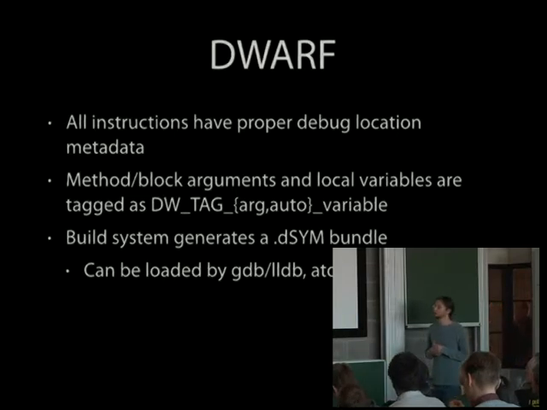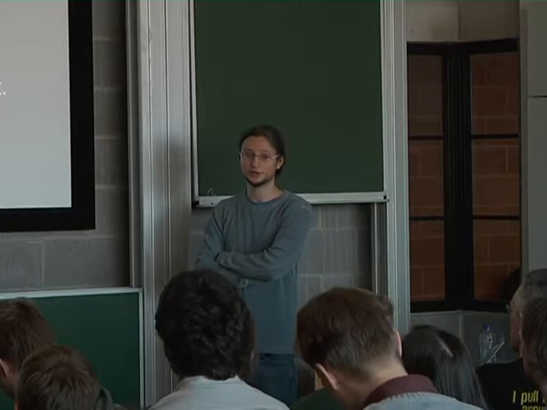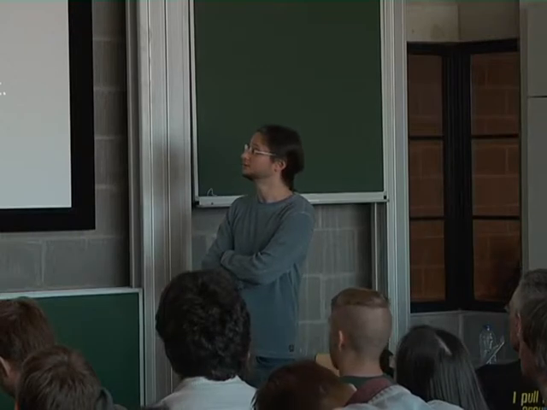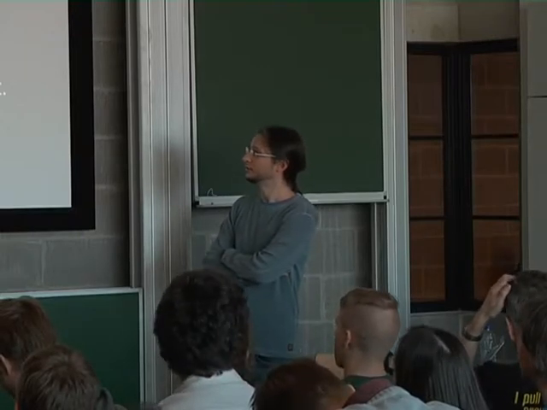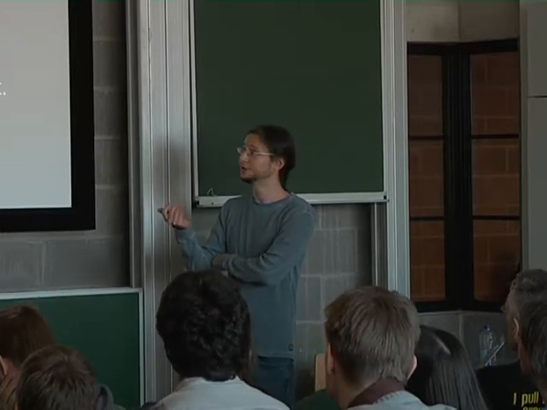The compiler also supports DWARF, and I think that RubyMotion is the only Ruby language that uses DWARF. So our compiler emits DWARF metadata for the source code expressions in your program. First, all the instructions have a proper debug location metadata. So for every location inside your source code, we actually compile the file name and the line number inside the file. The method and block arguments, and local variables are also tagged in the DWARF metadata.